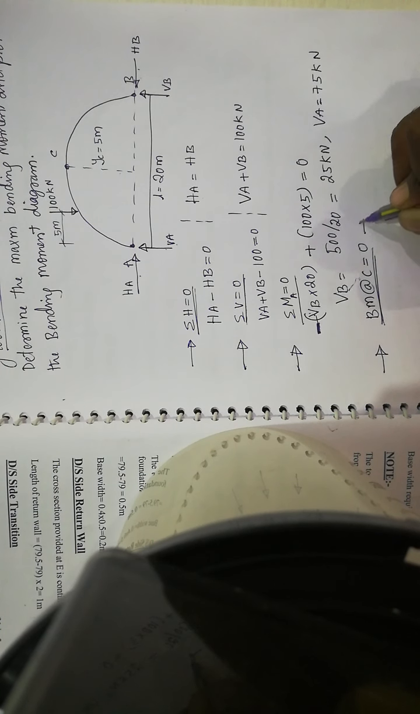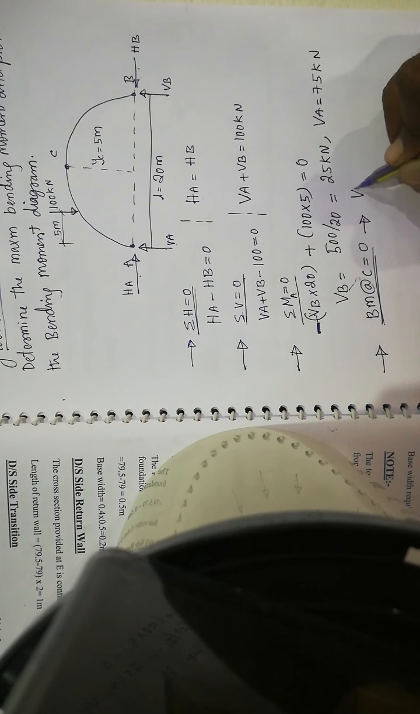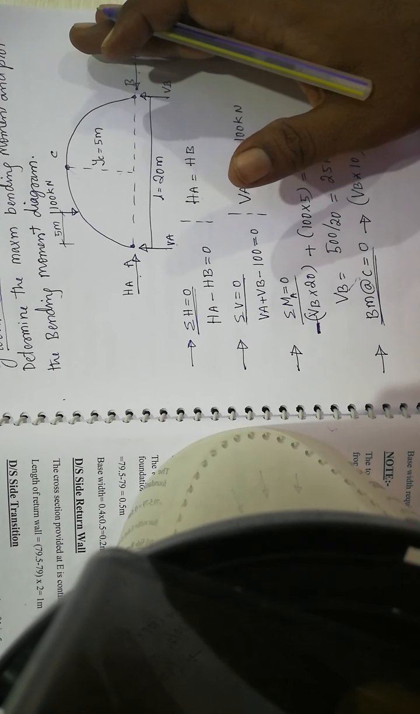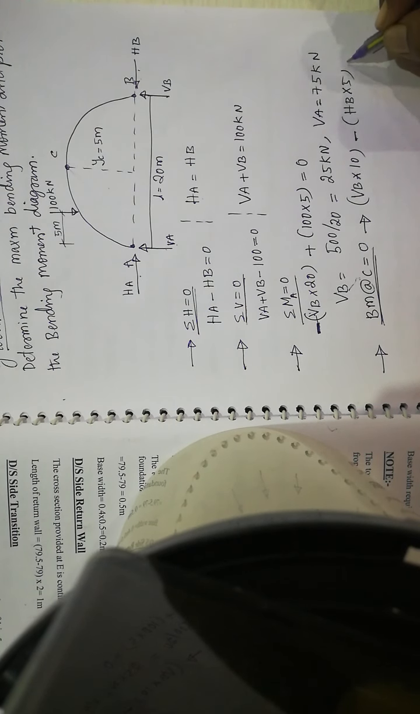If I consider right portion, what I get here is VB into 10. It's anti-clockwise. From right side, anti-clockwise is positive because it produces a sagging moment. So sagging is positive, minus HB into 5. It's a clockwise moment. From right side, clockwise is negative because it produces a hogging moment. That's why it is negative, is equal to 0. Whenever we discuss about bending moment, it is about hogging and sagging, not about clockwise or anti-clockwise. But when I talk about moment, it is about clockwise and anti-clockwise.